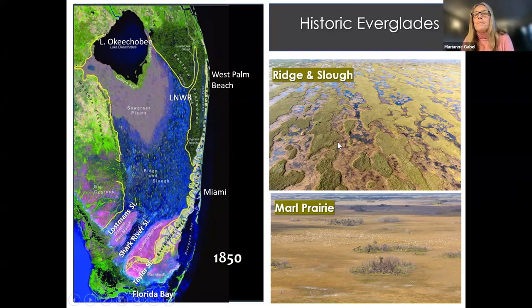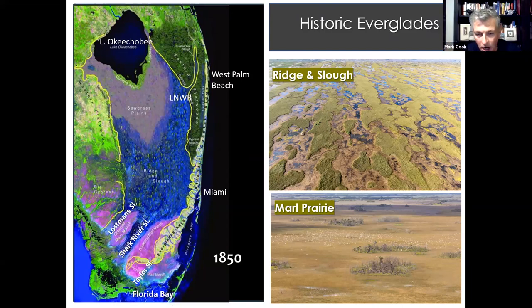Okay, mm-hmm. So yeah, there's this area here, this ridge and slough, it's kind of a corrugated landscape of these higher elevation sawgrass ridges, lower elevation, deeper water, open sloughs, and it's interspersed with these biological hotspots of the freshwater Everglades called tree islands. And so this is the main landscape feature of the Everglades.